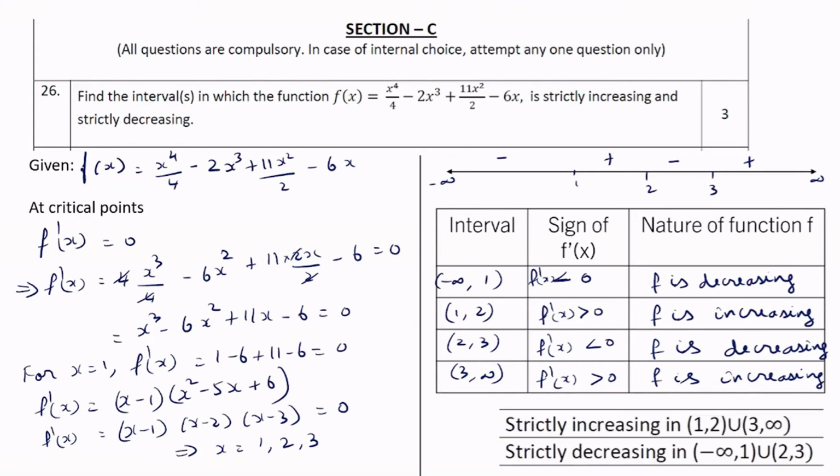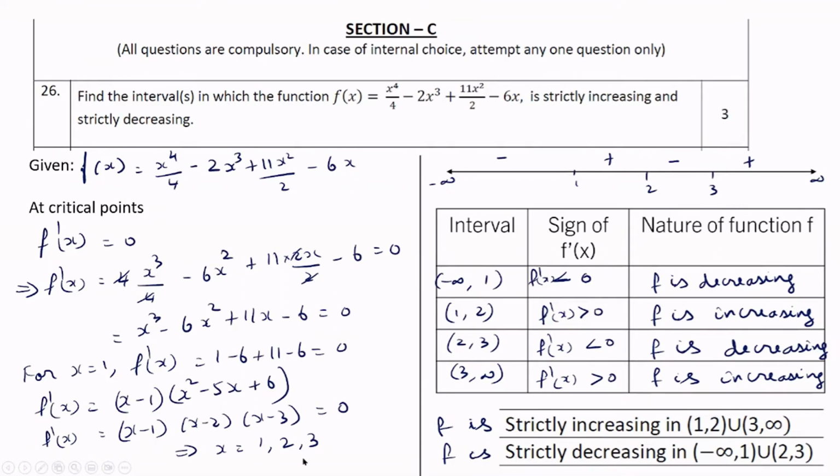So we can write the result. f is strictly increasing in the open interval 1 comma 2 union 3 comma infinity, in these two intervals. And f is strictly decreasing in the open interval minus infinity comma 1 union 2 comma 3. So in these two intervals, it is strictly decreasing.